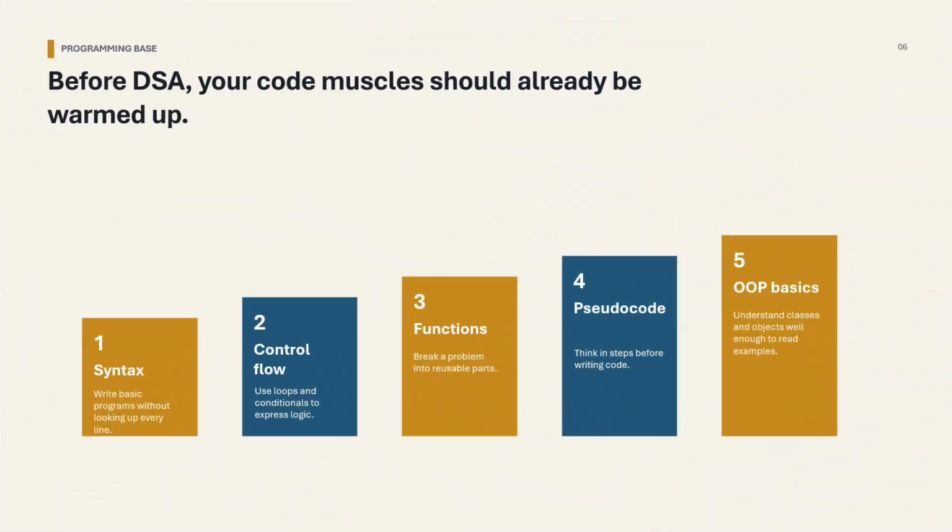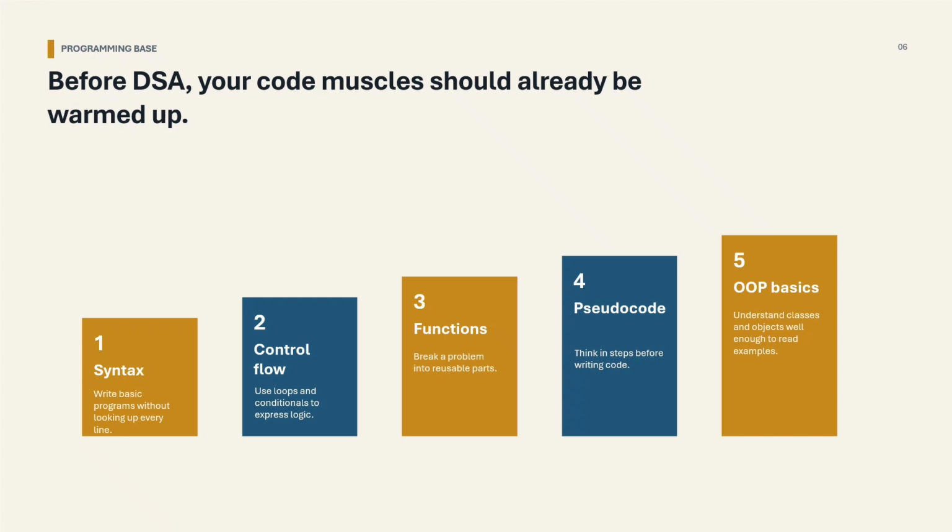Once you choose a language, learn the programming fundamentals. You should understand syntax, variables, data types, loops, conditionals, functions, and basic input-output. You should also know how to write the pseudocode. Here, pseudocode means writing the logic of a program in simple English-like steps before writing the actual code.